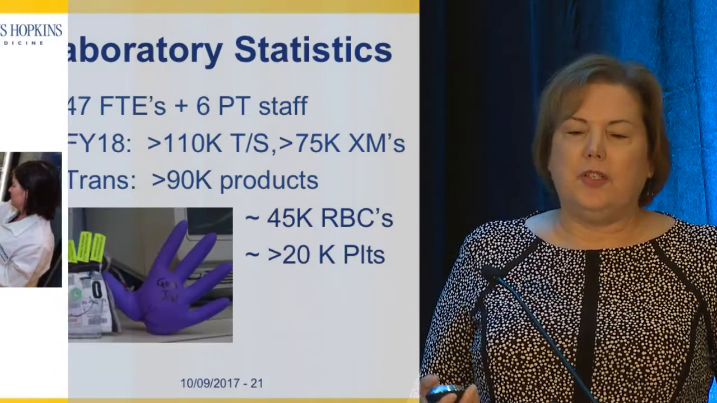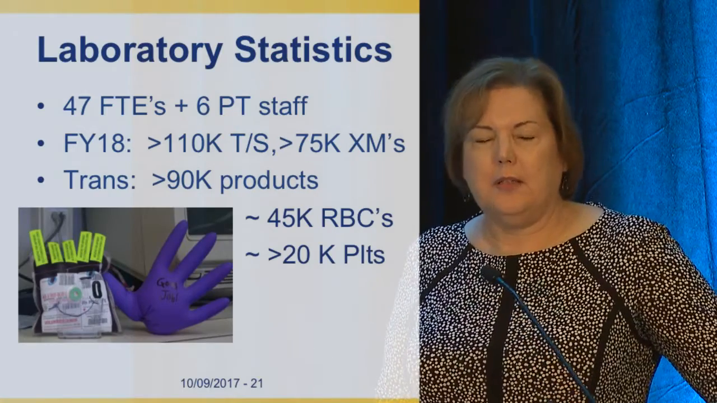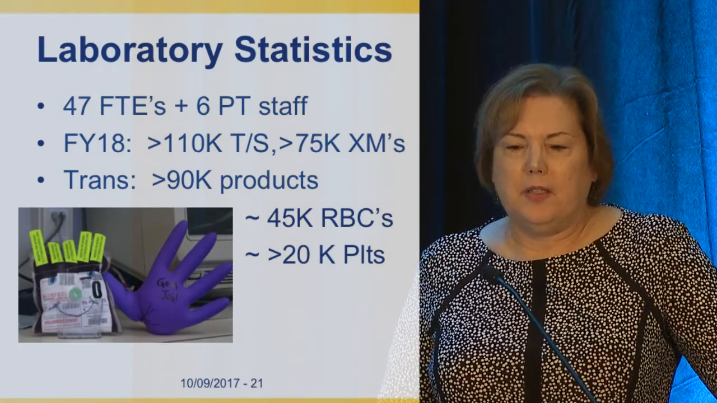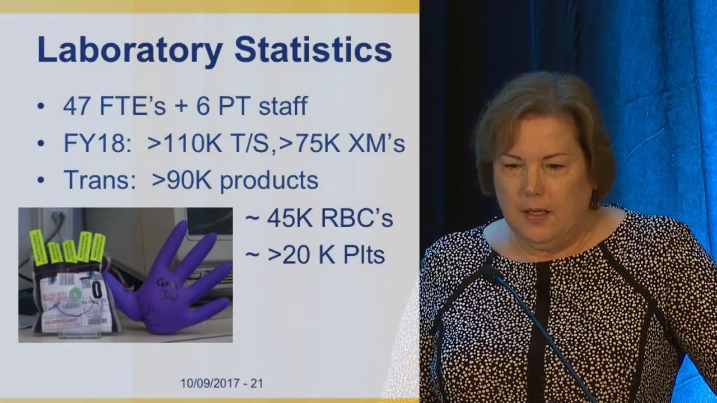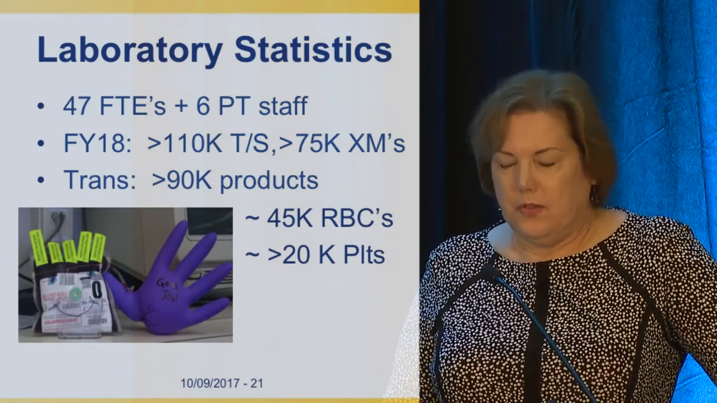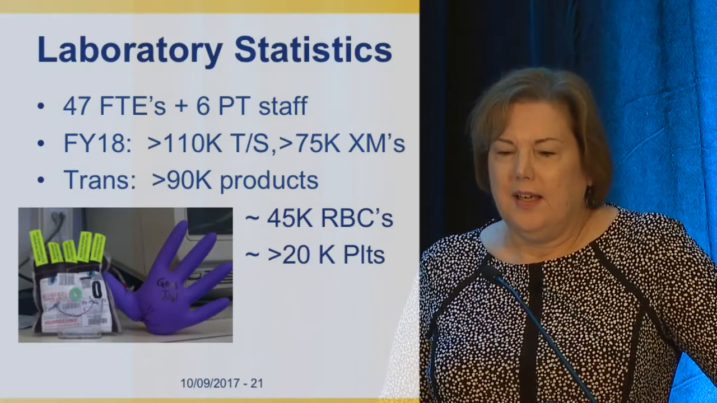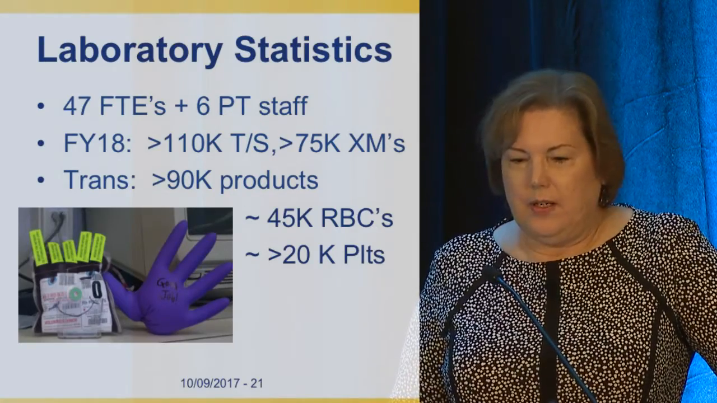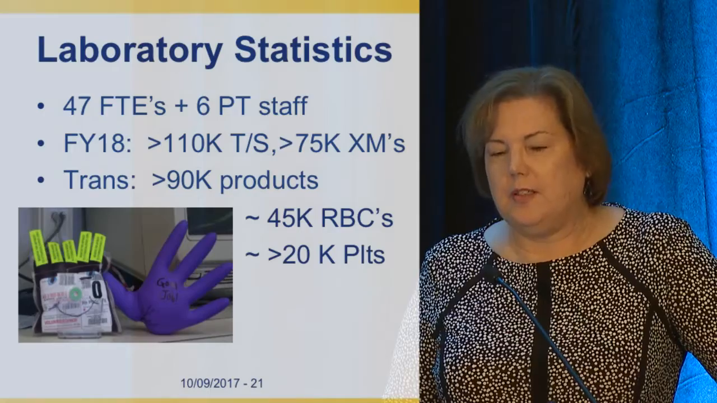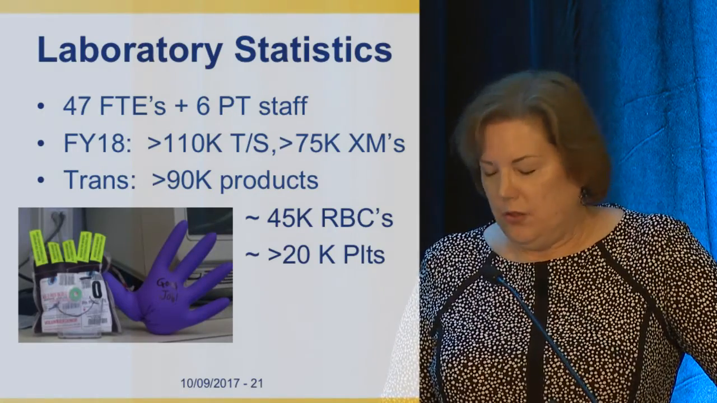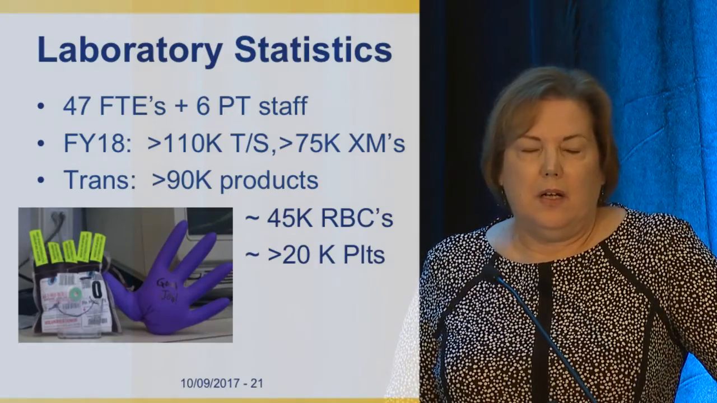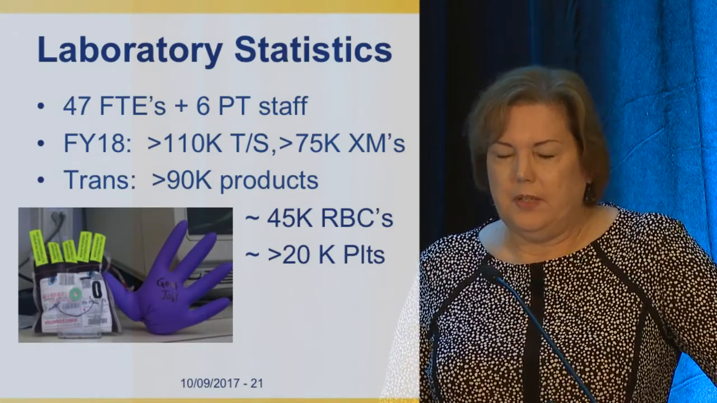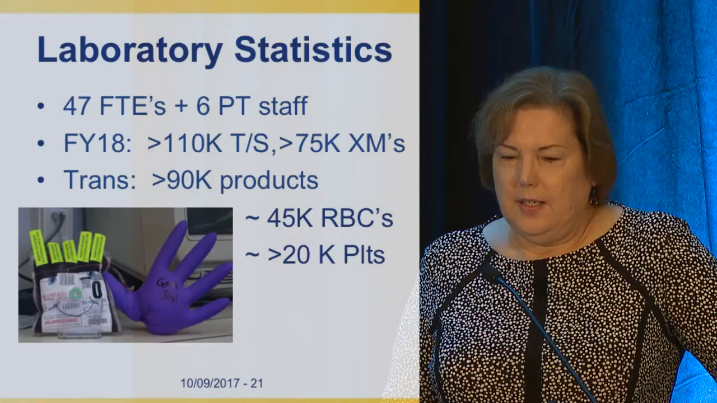And I thought you might be interested just to know a little bit more about Hopkins and our Transfusion Service division. I have 47 FTEs and 6 part-time staff. In FY18, we performed over 110,000 type and screens and over 75,000 cross-matches. We transfused over 90,000 blood products, and of that, about 45,000 red cells, and we transfuse over 20,000 apheresis platelets every year. So we're a really busy transfusion service, and because of that, our competency assessment is enormous. I'm always amazed that the staff is able to complete it as quickly and efficiently as they can.